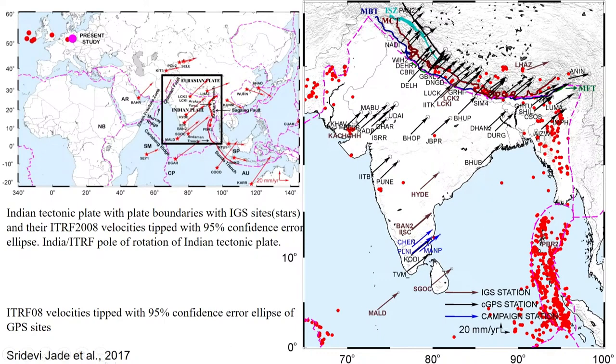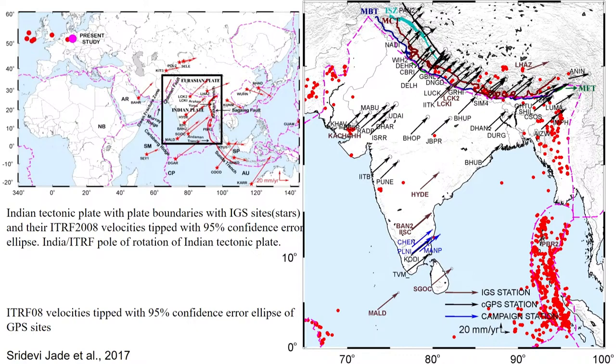This is published by Jade et al. in 2017. They used such a number of stations to evaluate the Euler pole as well as the ongoing deformations. Various researchers have evaluated the Euler pole of the Indian plate, because the Indian plate does not only have translational motion, it has rotational motion also. We want the Euler pole, the pole with respect to which this plate is moving in an anti-clockwise direction, while the Eurasian plate is coming in a clockwise direction.